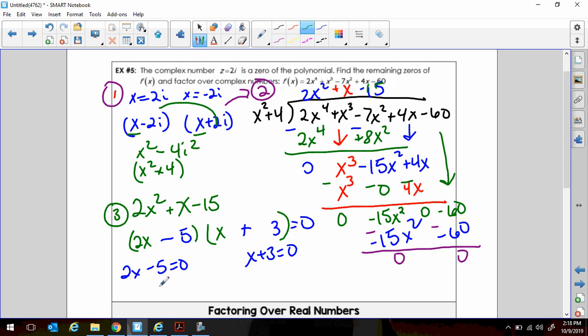That means 2x minus 5 equals 0, and x plus 3 equals 0. I'm going to solve for it. Add 5 to the other side, divide by 2, x equals positive 5 over 2, and move the 3 over, x equals negative 3. So the zeros, or the factors, or the solutions, or the roots are 2i, negative 2i, 5 over 2, and negative 3.